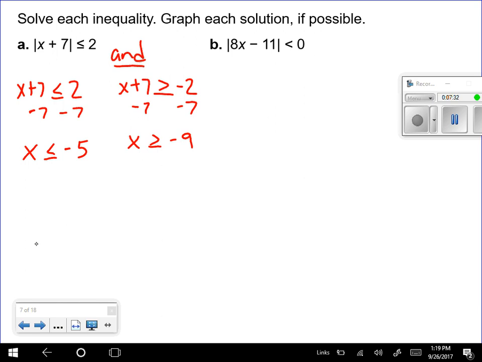Now if I go to graph this, negative 10, negative 9, negative 8.